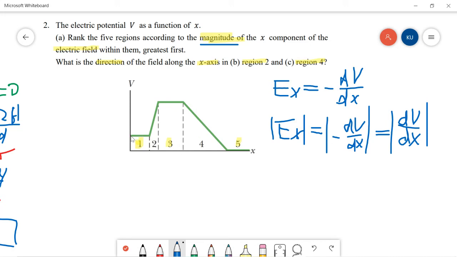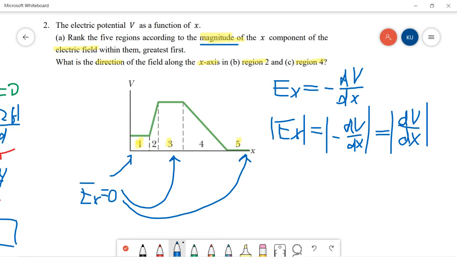So actually, for region 1, it is a flat line, so Ex will be 0. So Ex is 0 for 1, for 3, for 5. Okay, so this is easy. So next we need to consider the slope at region 2 and region 4. There is no number, so we can only determine it by our own eyes.